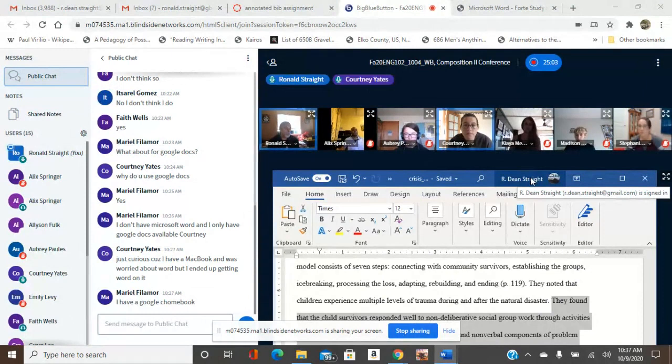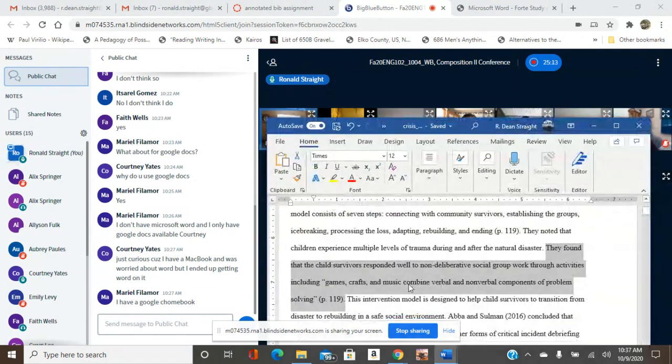So they found that the child survivors responded well to non-deliberative social group work. That's what they said, but she's paraphrased it. And if you look at the very back of this sentence that I'm highlighting, she left in a part of the quote, which is "games, crafts, and music combine verbal and nonverbal components of problem solving," and a page number.